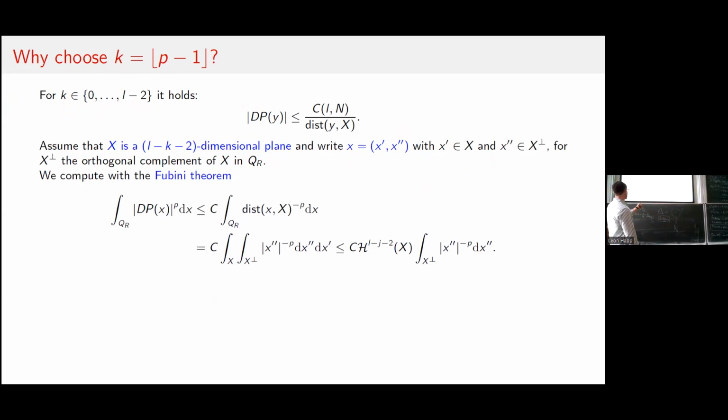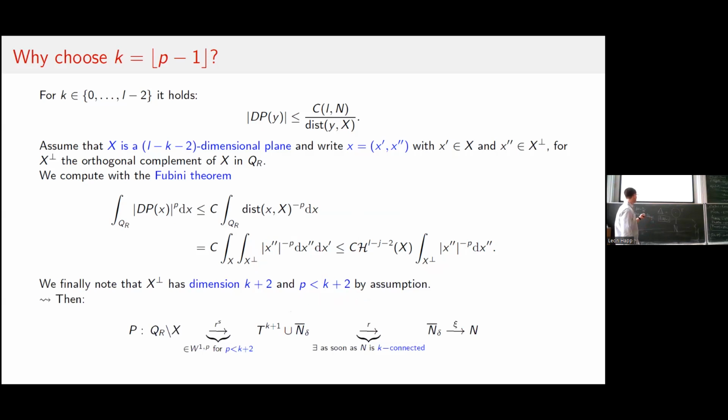You apply Fubini's theorem, you look at this expression here on the left. You plug in the bound you have here above, rewrite it, and you can see that in the end, the final integral is just an integral of the x perp, and then x double prime to the minus p. And then we observe that the orthogonal complement has dimension at most k plus 2. So for p smaller than k plus 2, which is fulfilled by assumption, this right-hand side will be integrable. So this is why, in the end, we get this retraction as soon as n is k connected.